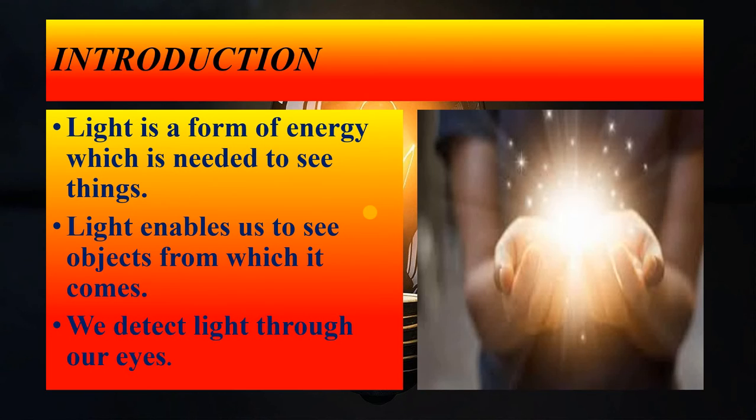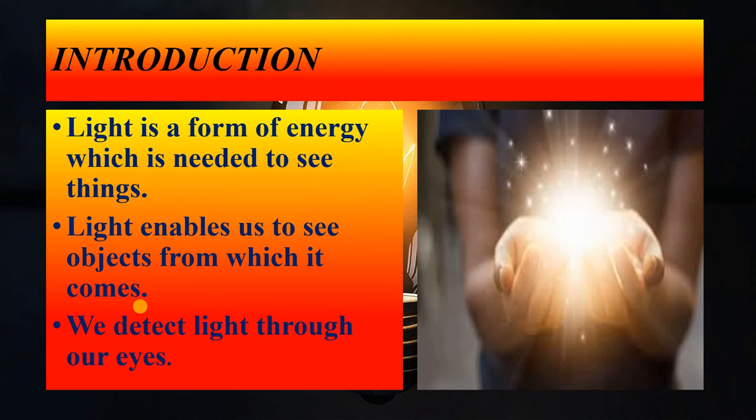Thus, what we can say is light enables us to see the objects from which it comes or from which it is reflected. Regarding the reflection of light, I'll be discussing later on. Now, we are able to see the beautiful world around us because of the existence of light. We can read a book, we can see pictures in a magazine, we can watch television and movies due to the existence of light. And it is light which makes us see our image in a looking mirror. We detect light with our eyes. It is one of the important sense organs which is present in the body of a living organism.